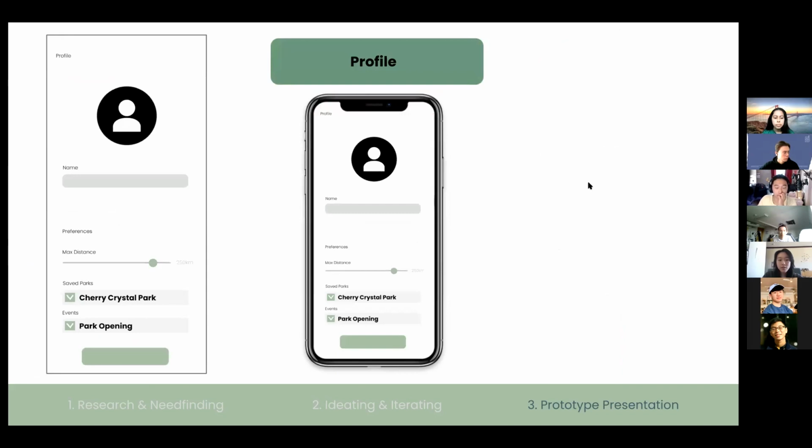The profile is also really self-explanatory. You can edit preferences, so you can set a maximum distance for where you want to go. Say you only want to walk a mile at most for the park, or you can say you have a car and you can drive like 10 miles. It really just depends.